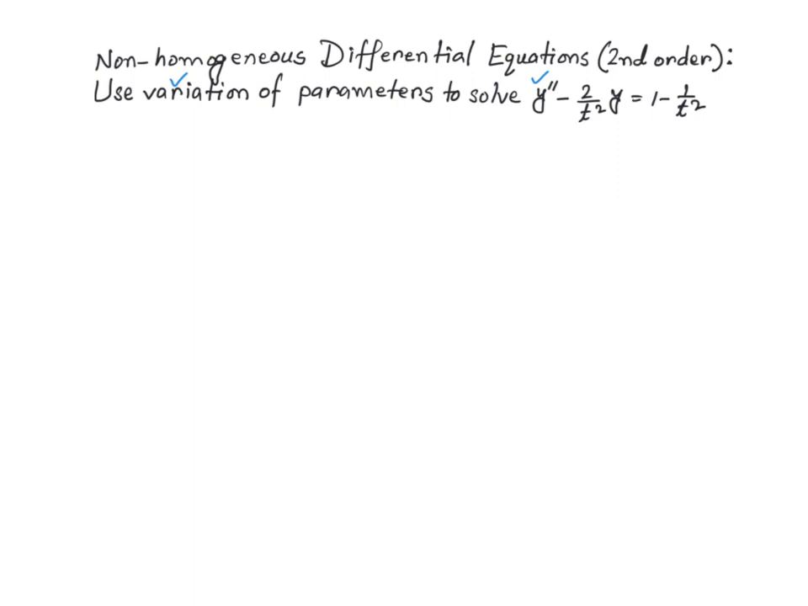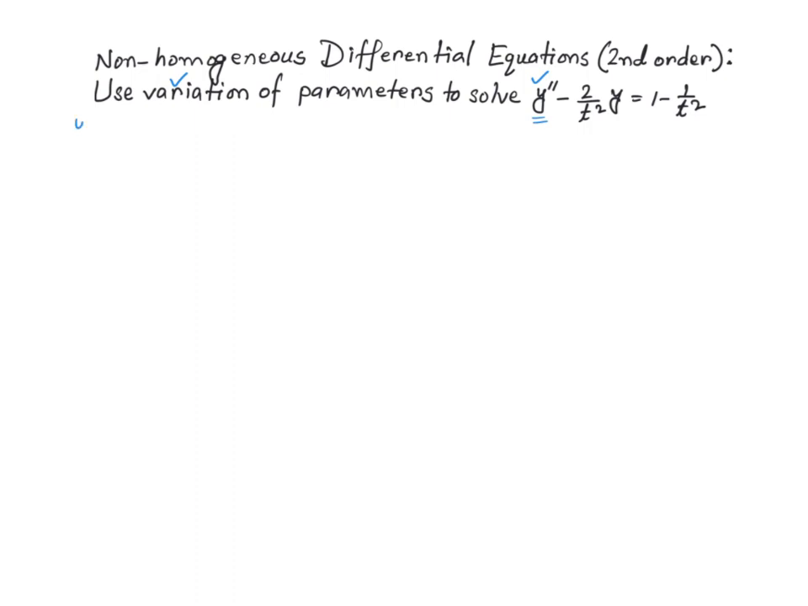Now, in order to find the particular solution using the variation of parameters, you first have to solve the corresponding homogeneous equation, then find the Wronskian, and then take the coefficient of the y double prime and use them to find the particular solution using the variation of parameters. So let's go ahead and solve the problem.